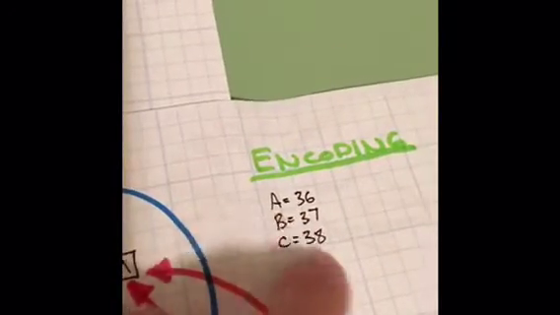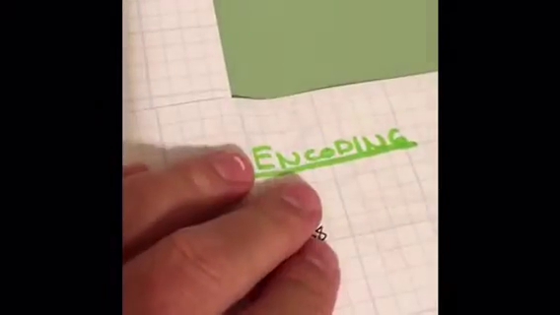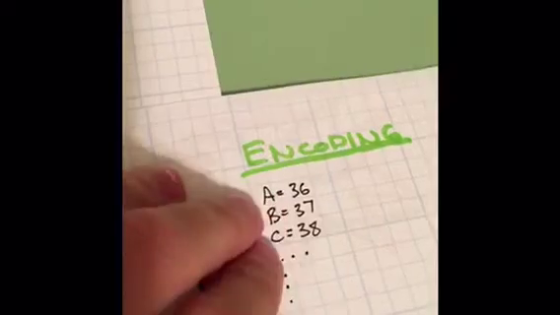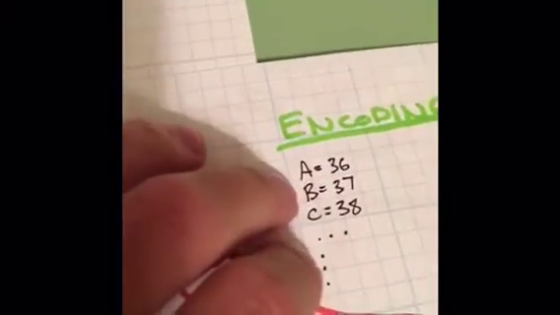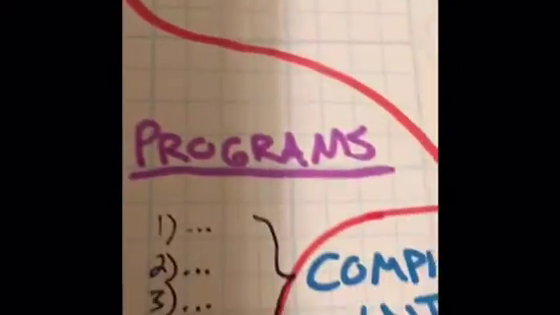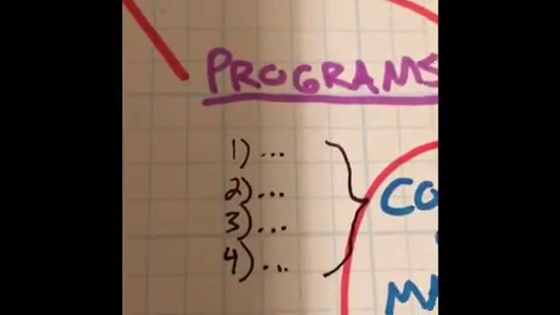Now, A is not always 36. This was just an example I made with this encoding. There are many different types of encoding. We use Mr. Leclerc's coding, which I made up. It's not real.